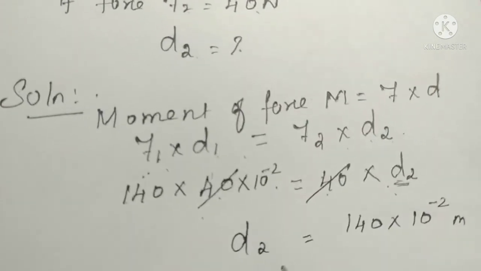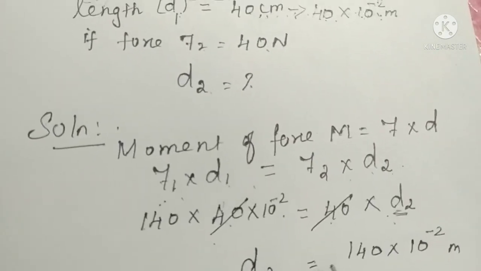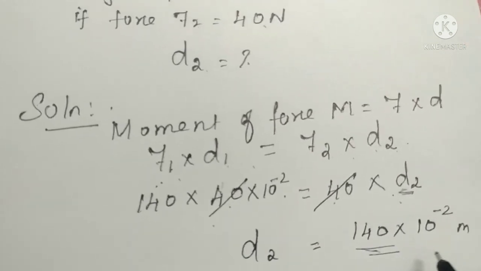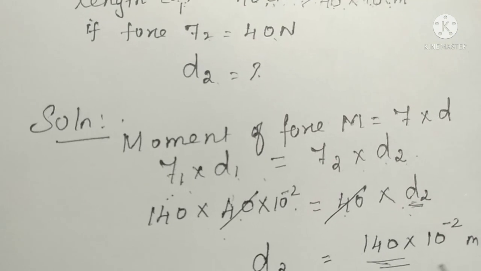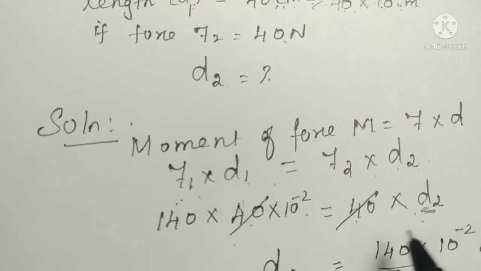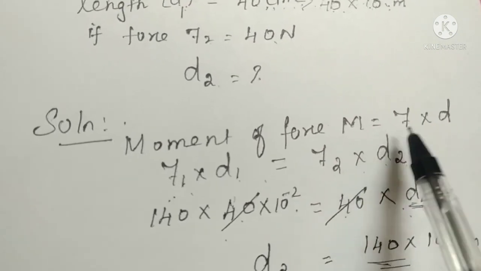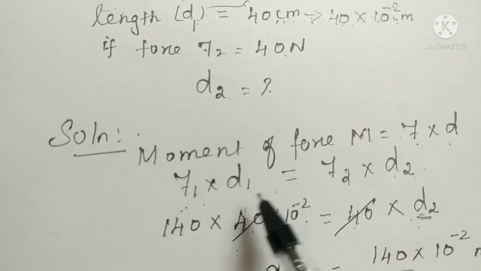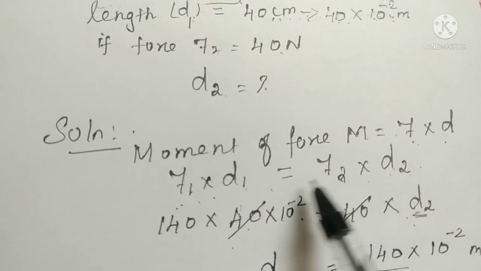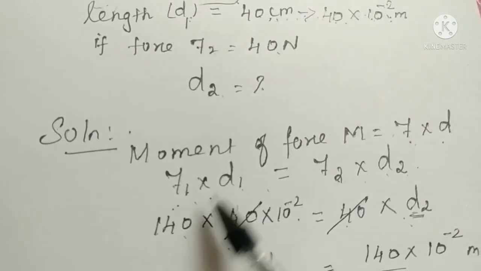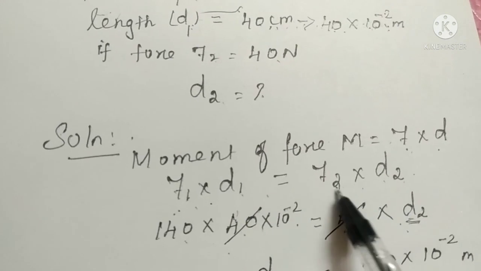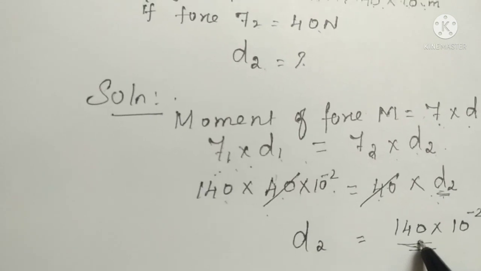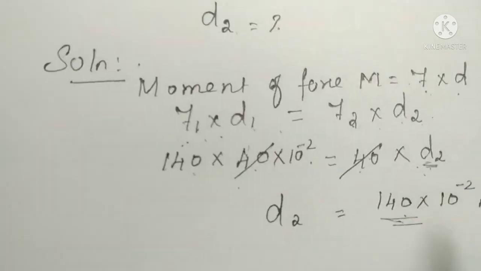So the length of the spanner, if the force 40 Newton is applied, how much? 140 into 10 to the power minus 2 meter. Are you all understand? Very simple only. You have to apply the formula F into D, force into distance. Two forces there, so you have to write F1 and F2. Here also if they are applying 140 Newton, the distance is 40. So if you are applying the force 40 Newton, we find the D2 value. How much? 140 into 10 to the power minus 2 meter.